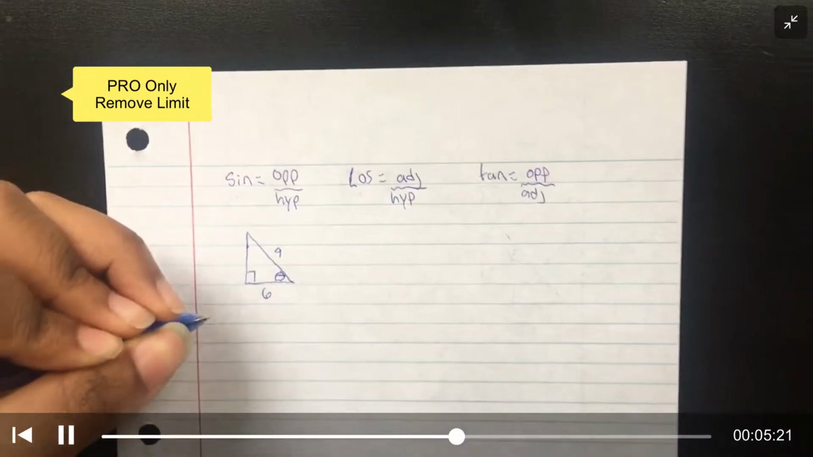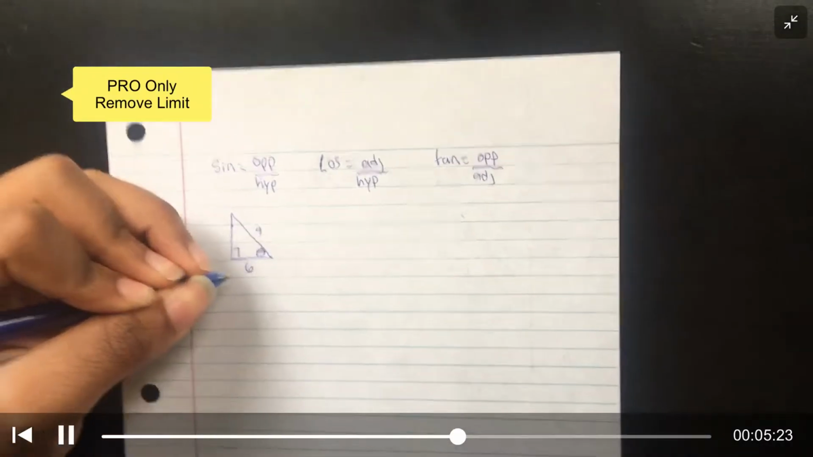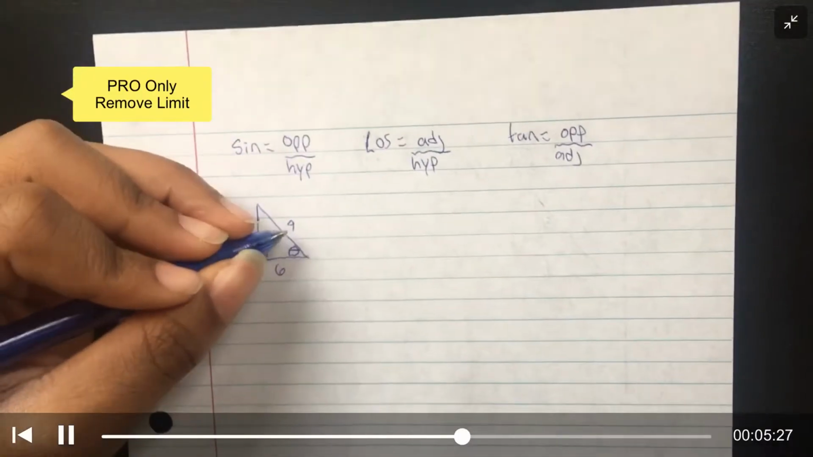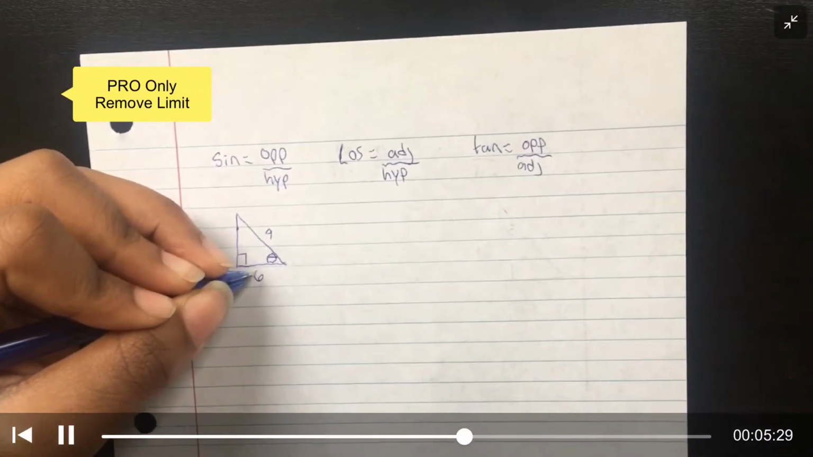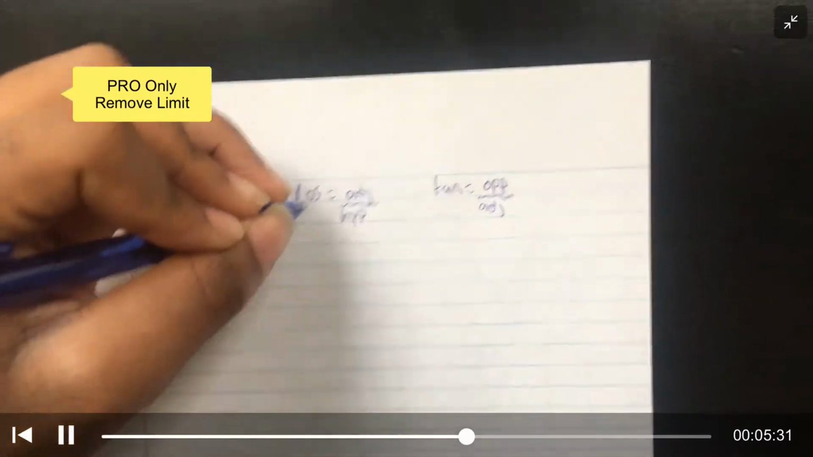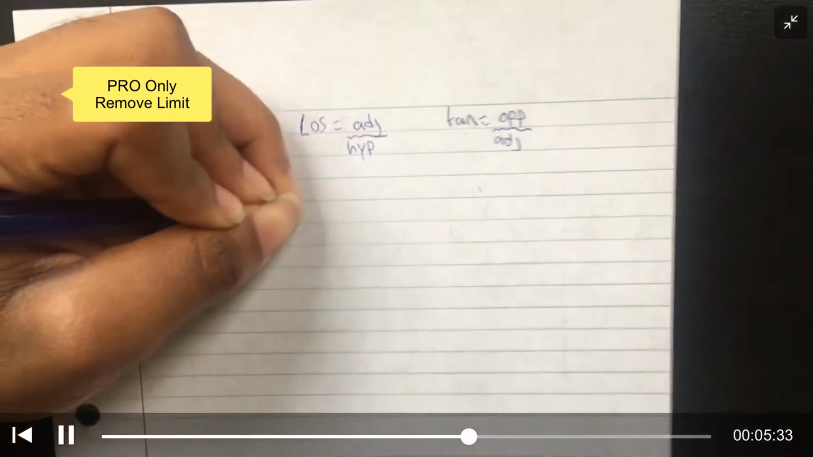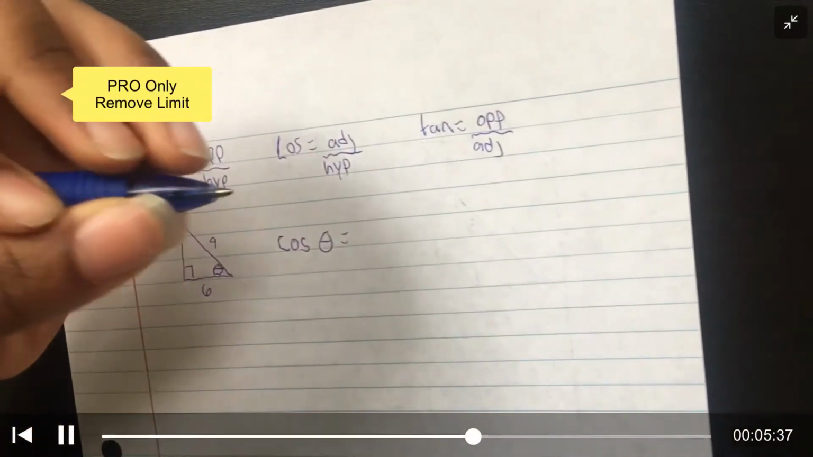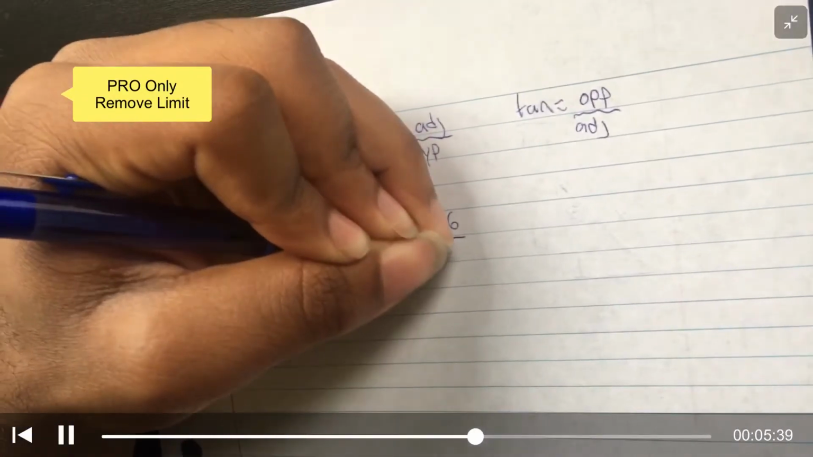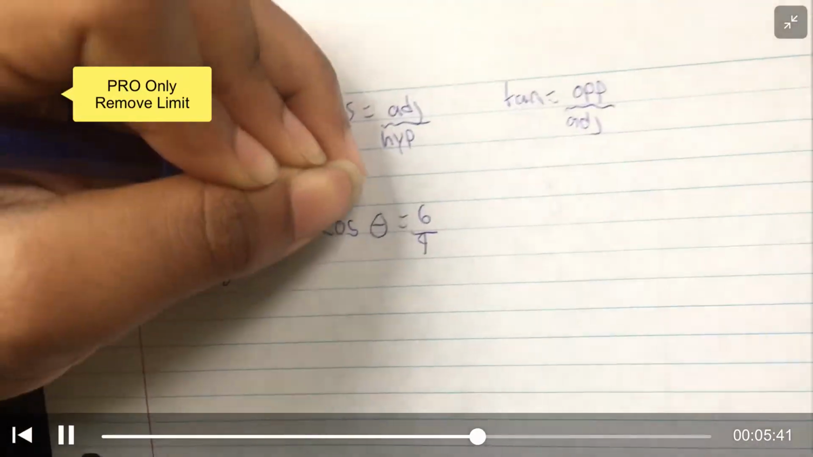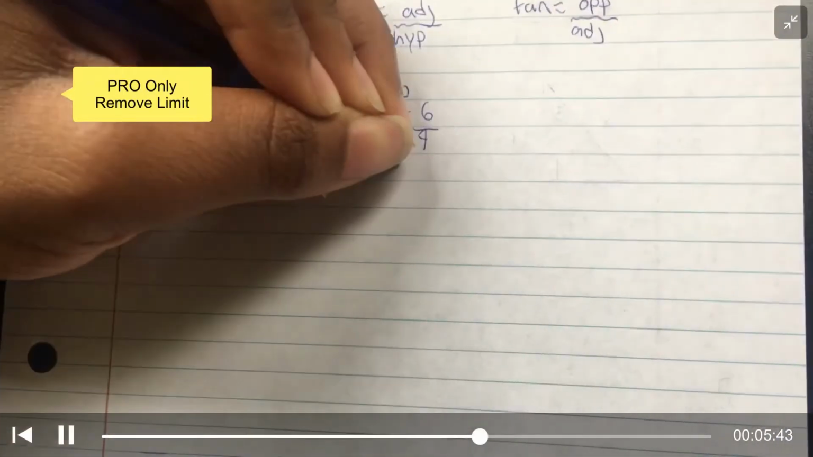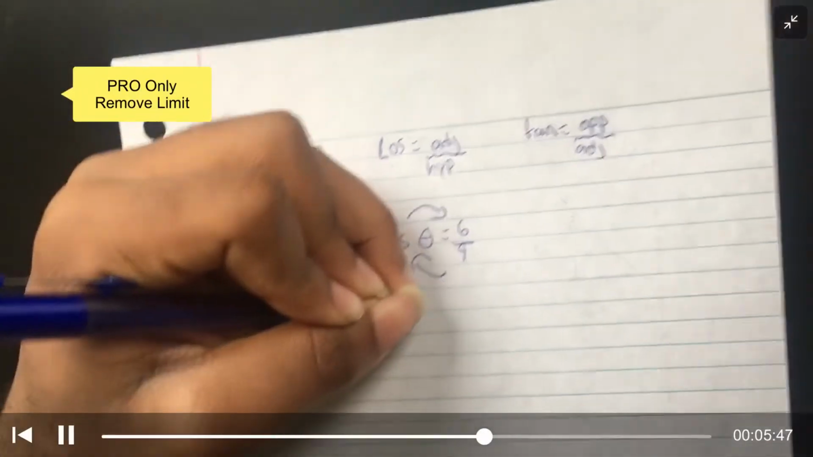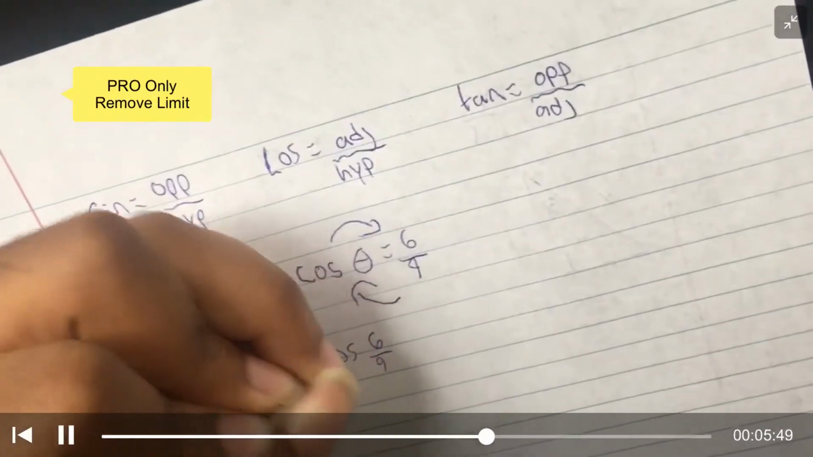Say you have a problem like this one here, where you're looking for the angle and all you have are 9 and 6, which is the hypotenuse and the adjacent side. In order to solve this, you would use cosine because you have the adjacent and the hypotenuse. So cosine theta equals 6 over 9. So then you would use the inverse and you would switch theta and 6 over 9. So it would be cosine 6 over 9 equals theta.